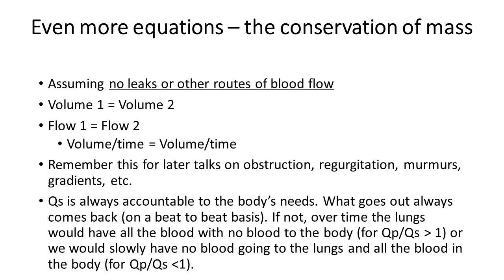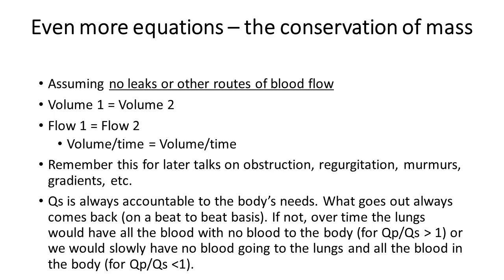And just remember this for later talks on obstruction, regurgitation, murmurs, gradients, shunts, etc. So with this in mind, QS is always accountable to the body's needs. That's a sort of conceptual number. What is your systemic cardiac output? Your brain is going to adjust it to your body's needs, and your heart is supposed to compensate. Whatever QS is, that has to be maintained, or you're in shock. That is your body's needs. If you don't have QS at that time, technically, you're in shock. Your heart's not able to maintain whatever that QS is. The absolute number, of course, can vary because your needs vary.